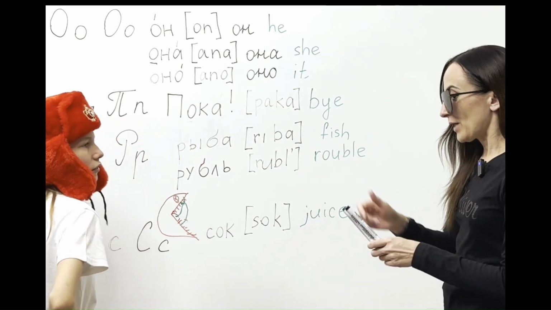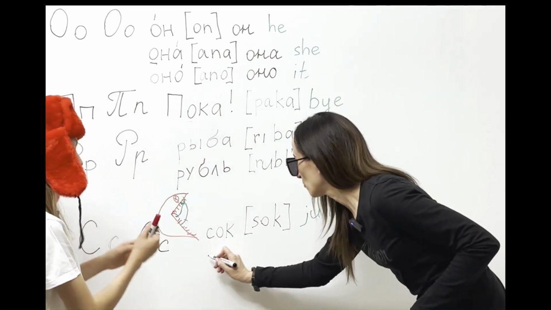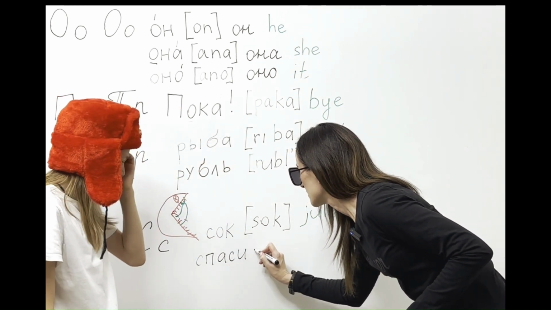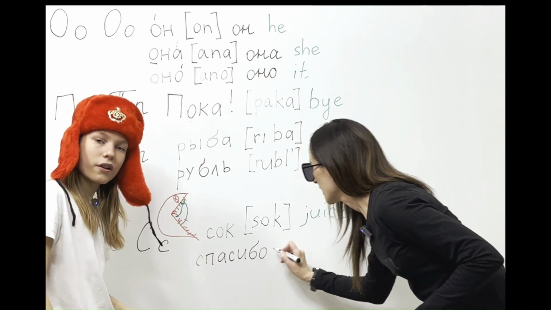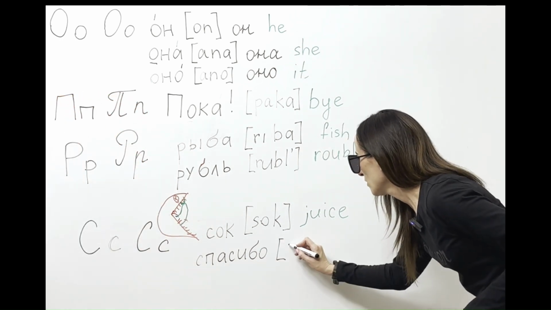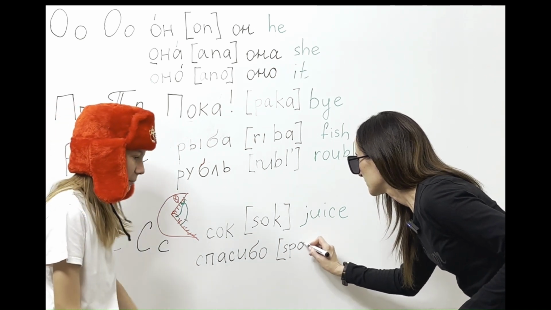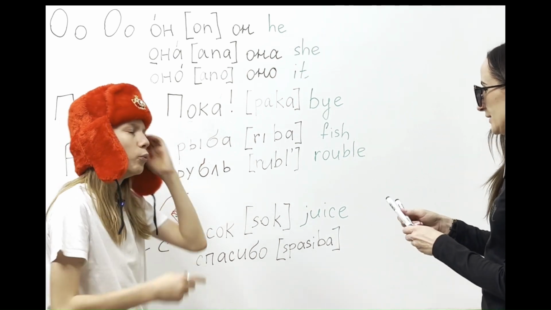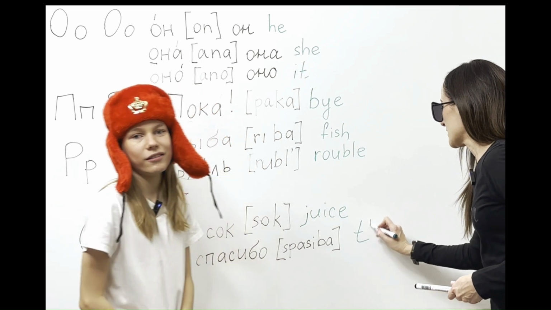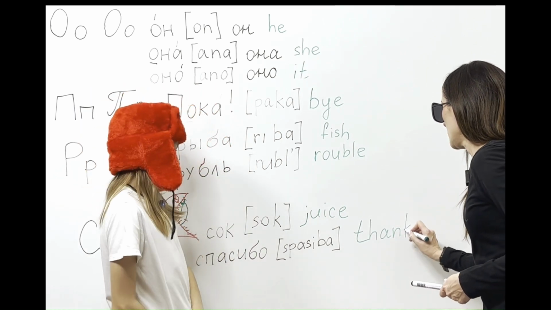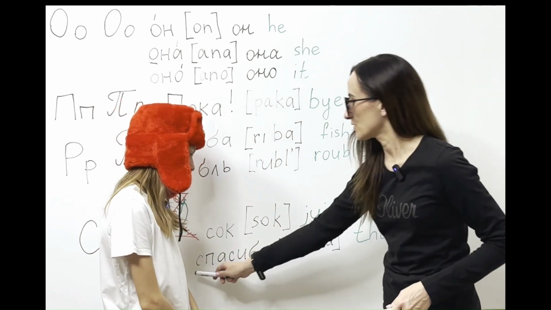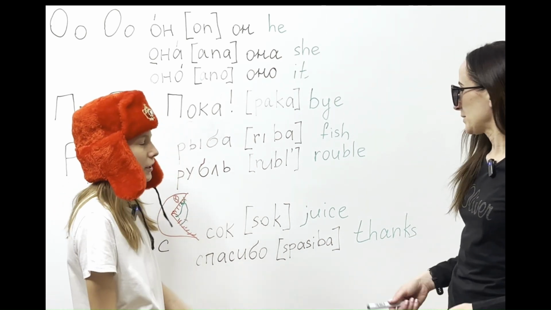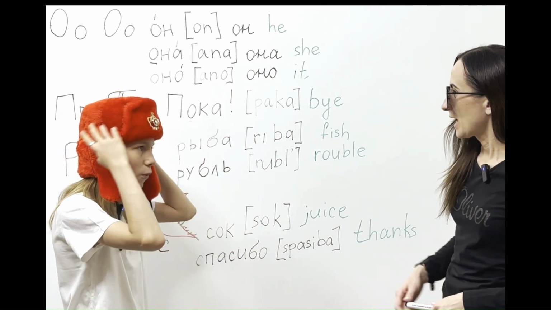Sock. Спасибо. Thank you. Very useful word. Спасибо. Again, we don't say спасибо. We say something like спасибо. Or all right, we can say спасибо. Yes, sometimes we are so lazy that we don't even pronounce this first S. We say спасибо or спасибо за сок. Thanks. Thank you for the juice.